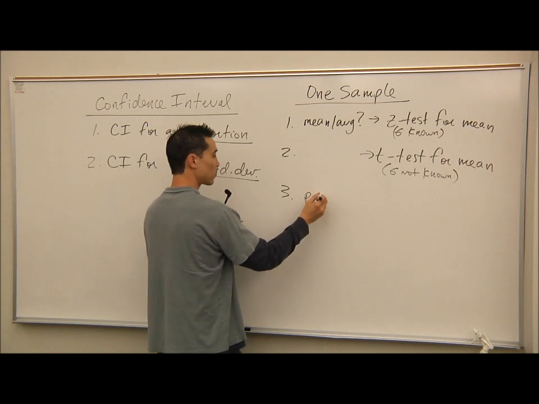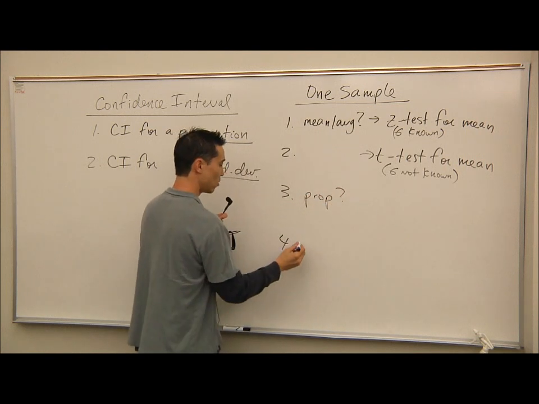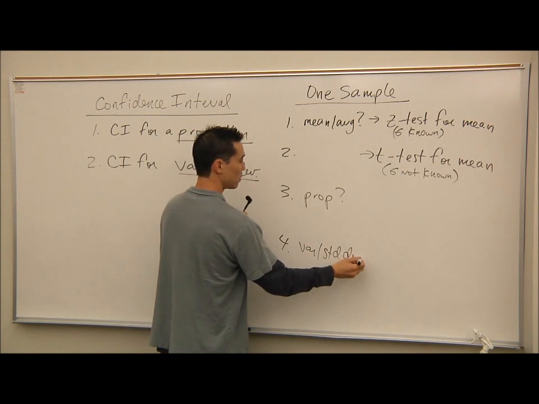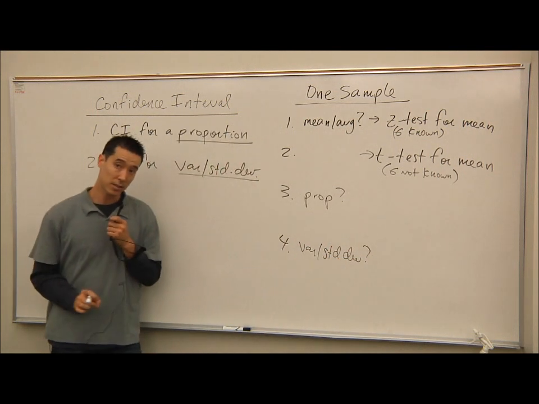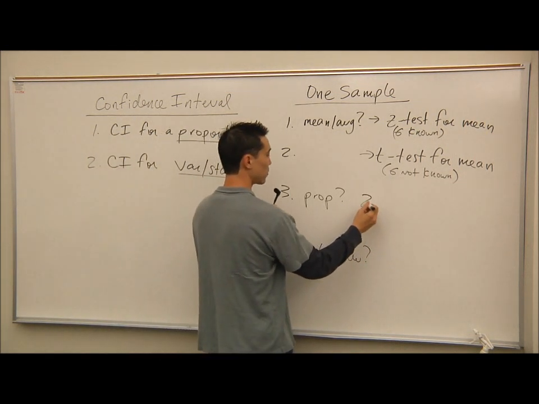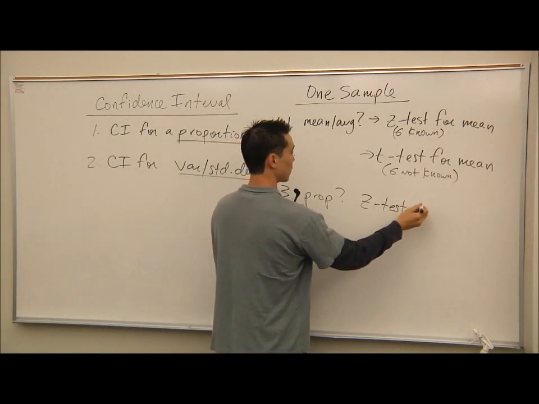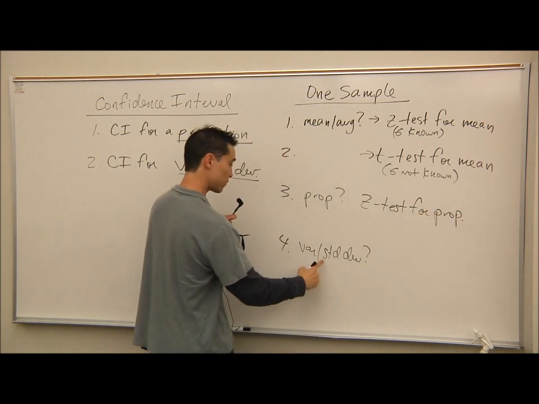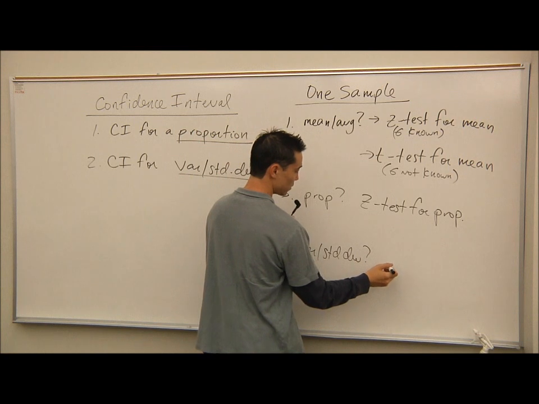Is it talking about proportion? Or is it talking about variance and standard deviation? Okay, so we have to be really clear on what the problem is asking and what it's talking about. If it's a proportion, then great. It's a z-test for a proportion. If it's a test for variance or standard deviation, that's a chi-squared test, right?